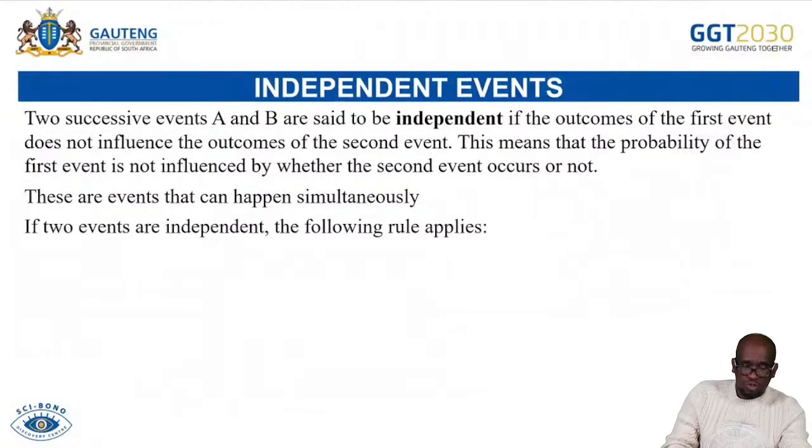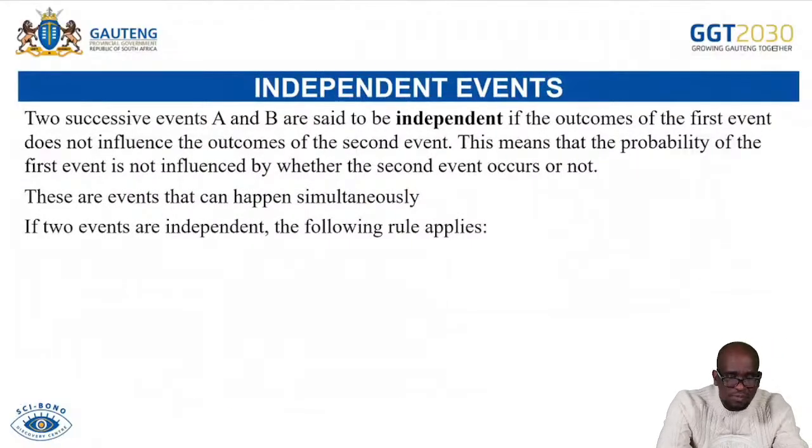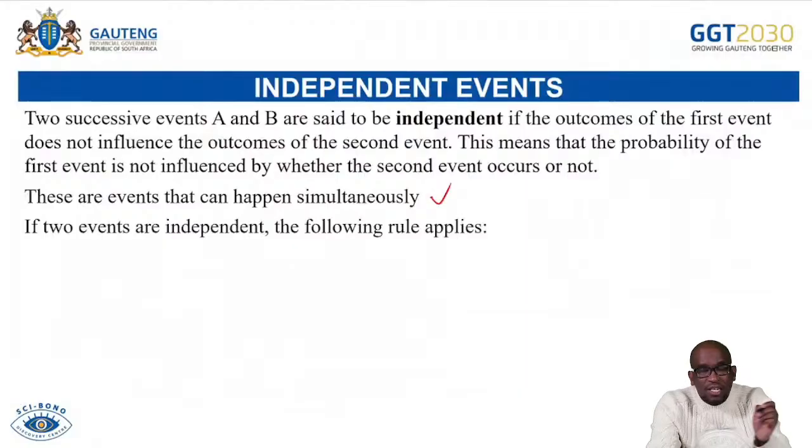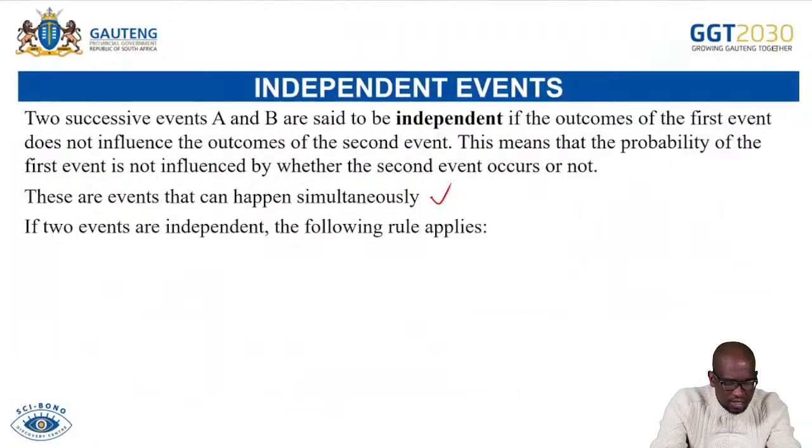We now get into a new concept, a concept of independent events. We are saying two successive events, A and B, are independent if the outcome of the first event does not influence the outcome of the second event. This means that the probability of the first event is not influenced by whether the second event occurs or not. These are events that can happen simultaneously. They can all happen at the same time.